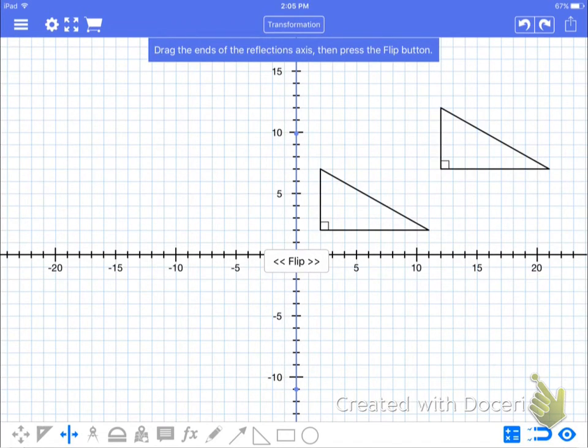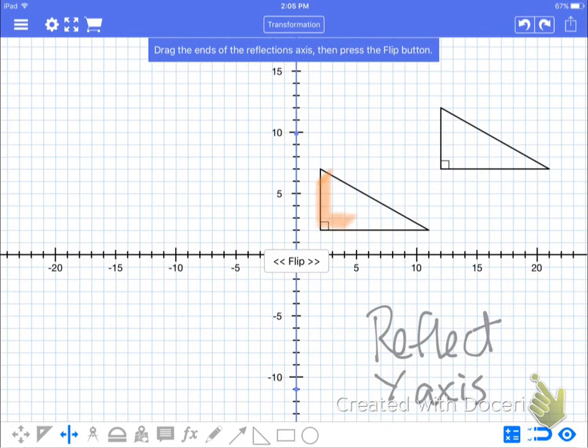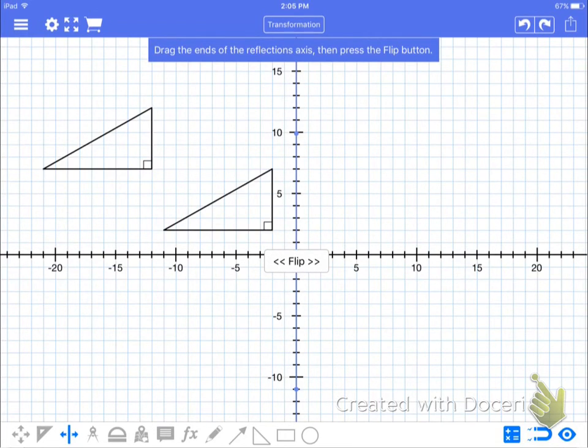Now this one, I'm being asked to reflect. And I'm reflecting across the y-axis. That means I need to create a mirror image of this triangle over here and this triangle over here. And that's what they look like. If you go back, you can see.